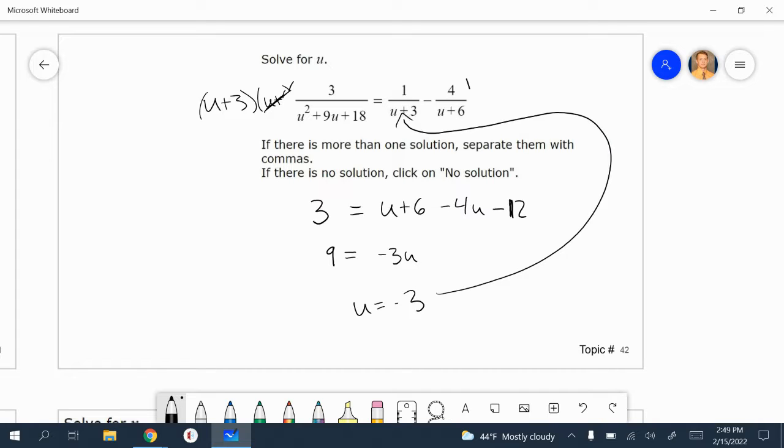And the answer is yes. We cannot have this as a solution because that will make this fraction turn into 1 over 0. So this one actually has no solution. It's kind of tricky, and you've got to make sure you look out for that.